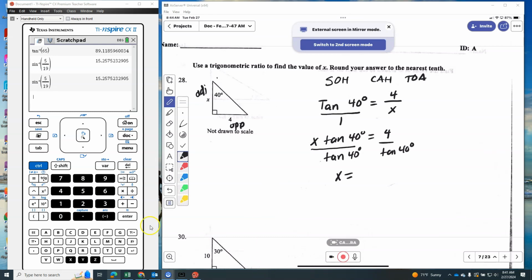So let's go to our calculator. So we have 4 divided by tangent of 40. This becomes 1. So mathematically we're left with x, and we have to divide that. So what do we have? Round to the nearest tenth, so it's going to be 4.8.